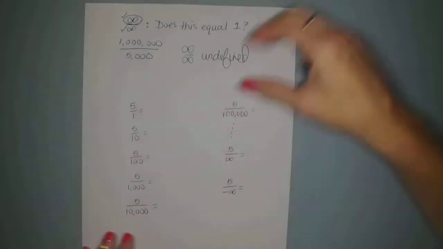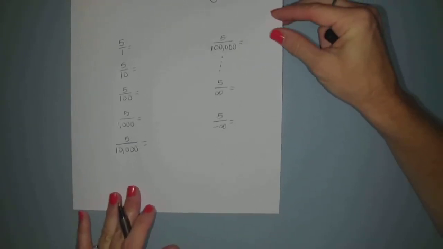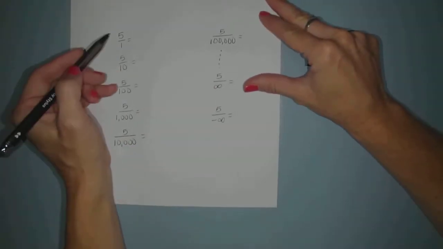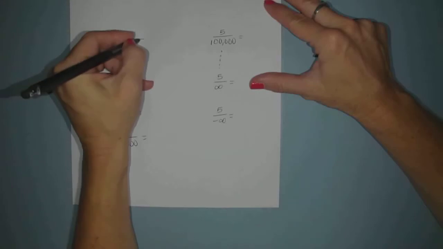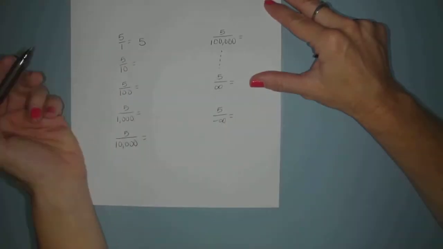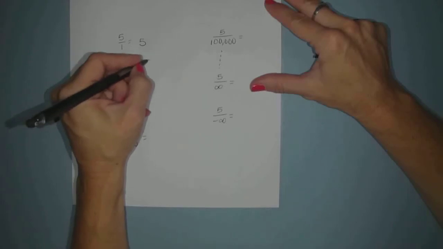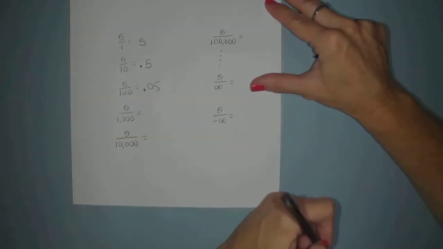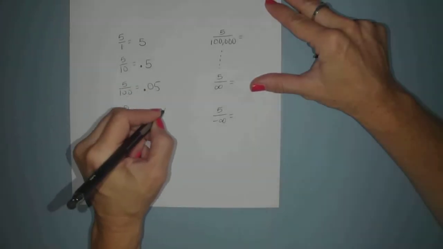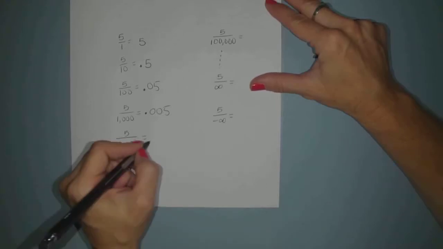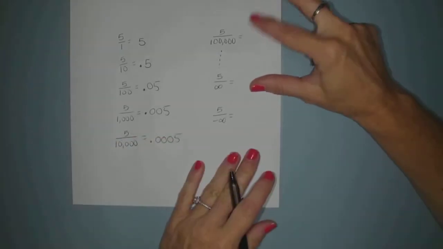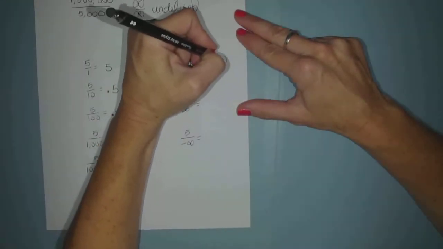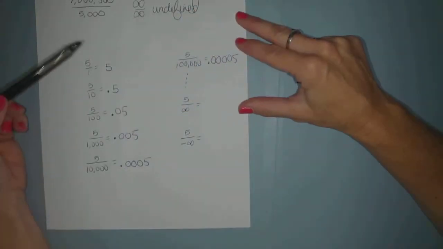Okay, and then the last piece of this lesson, before we get into the main lesson on the next video, is this. I want to go through a little progression here. So if I take 5 divided by 1, I most certainly get 5. And if I take 5 divided by 10, I get 0.5. And 5 divided by 100, I get 0.05. And 5 divided by 1,000, 0.005. And 5 divided by 10,000, 0.0005. Coming up here, 5 divided by 100,000, 0.00005. And you're kind of getting the idea here.